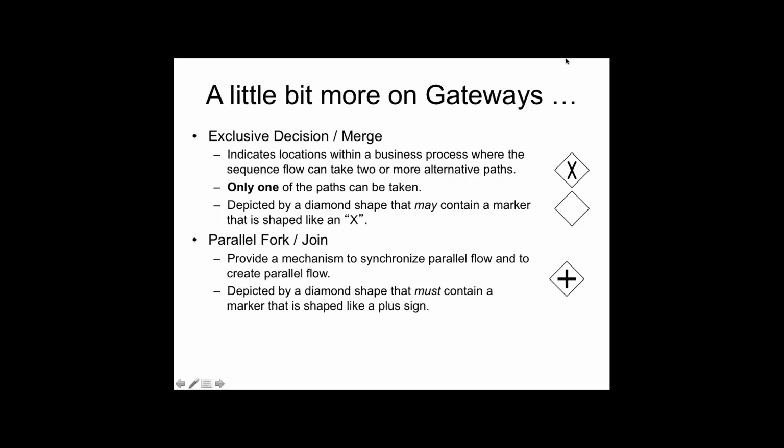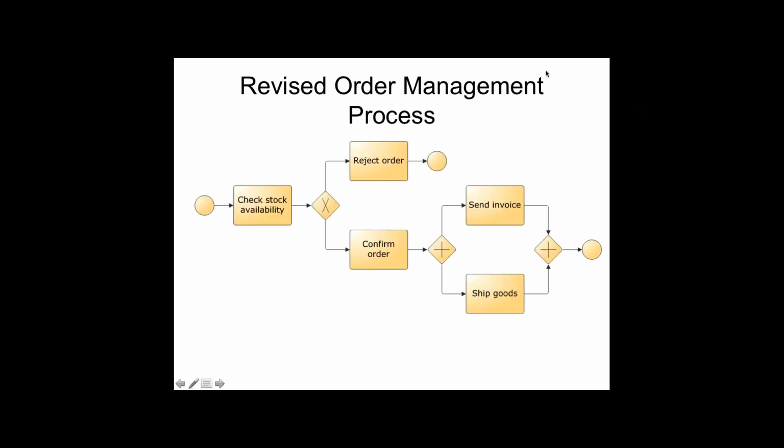So we'll continue. This is how you will decide on a gateway and how you will be using it. Now you see this is the revised one. So can you identify here converging and diverging? If you see, confirm order, send invoice, ship goods. Now here this is diverging. Here this is what is called converging, right? Where you are joining two or four processes, right? So this is how you will depict it in your process flow. Okay.